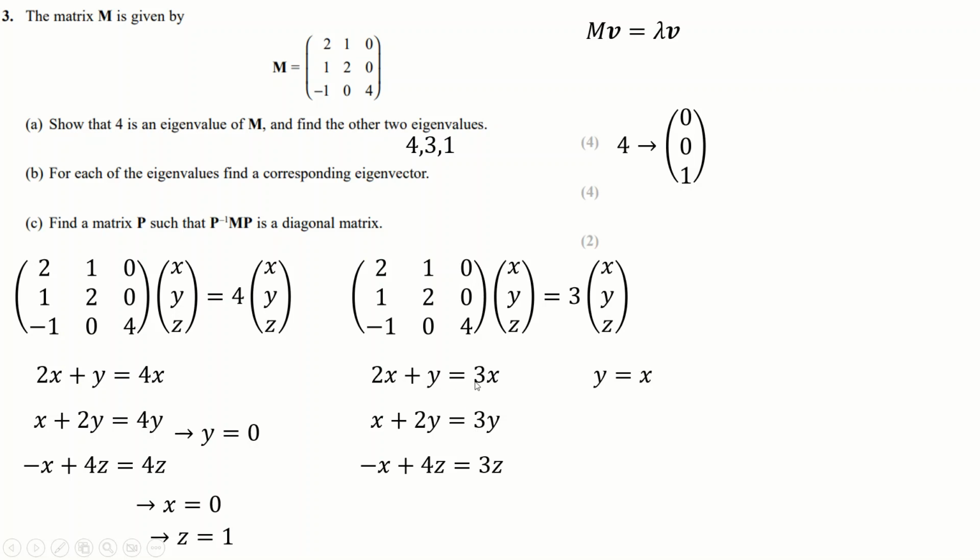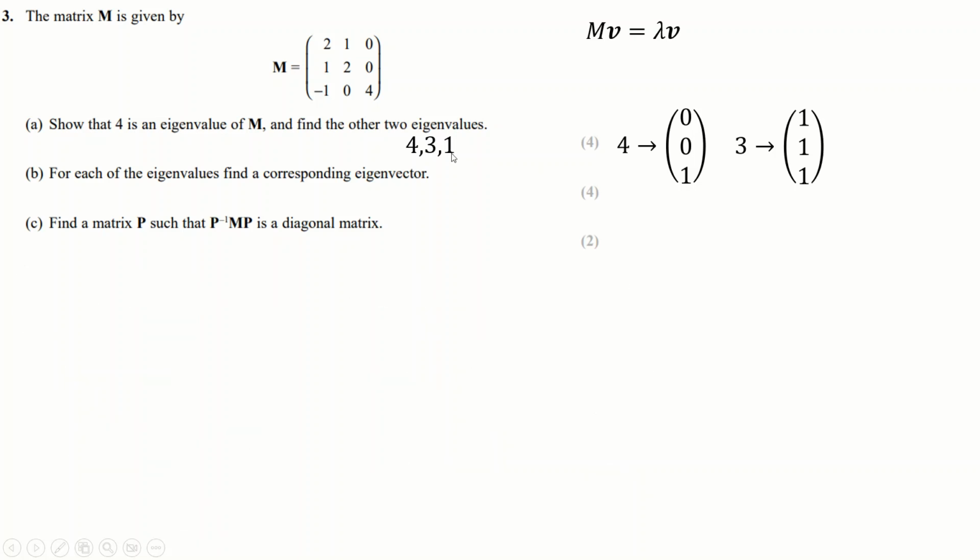We can take away 3x here, take away 3y here, and take away 3z here. And we'll actually get the same two equations the first two times, and we'll get this the last time. So we can just choose x to be 1, and we can choose y to be 1, and that'll give us z as 1, and that's going to be fine. And that will work quite well. So we'll have this eigenvector next.